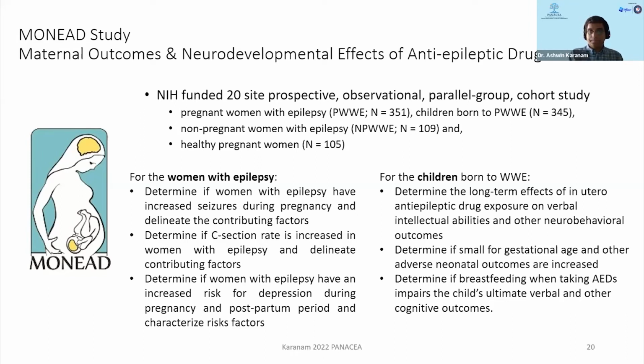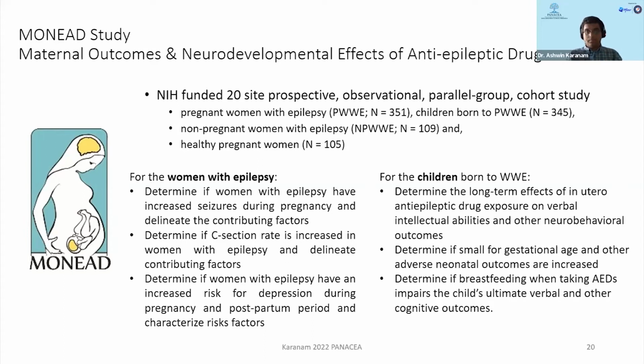And the objectives of the study are here. Is there a worsening of seizures during pregnancy? And what are the contributing factors? Is there an increase in C-section rate in women with epilepsy? And what are the factors? Is there an increase in depression? For children, what are the long-term effects of in-utero anti-epileptic exposure? Is anti-epileptic drug exposure correlated with small for gestational age outcomes? And if breastfeeding while taking anti-epileptic drugs, does that impair the child's ultimate verbal and other cognitive outcomes?